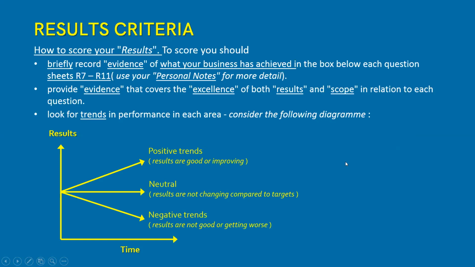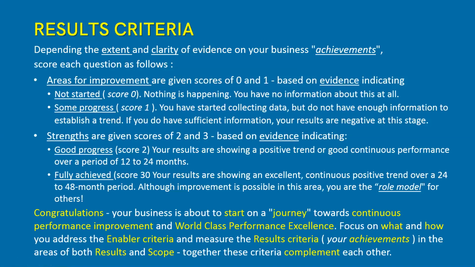So you score the sheets from results, from 7 to 11. Use your notes. Make sure you provide evidence. Look for trends in the performance when you consider the following. Here you've got the results over time. Positive trends: the results are good or improving. Neutral trends: the results are not changing compared to targets. Negative trends: the results are getting worse.